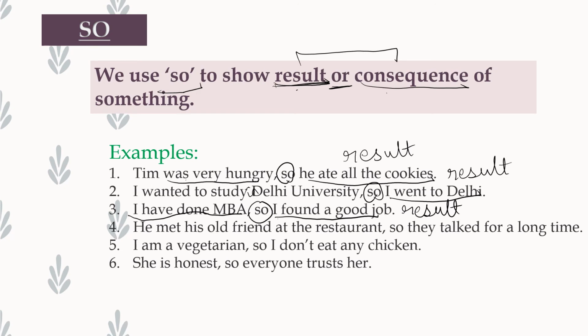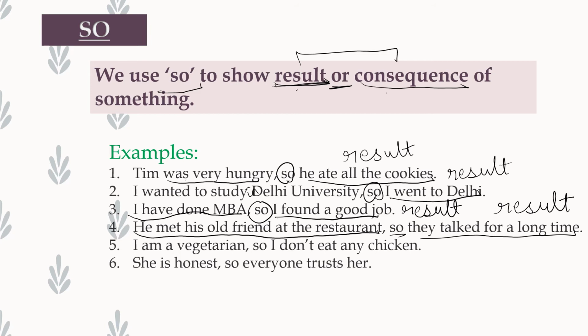He met his old friend at the restaurant, so they talked for a long time. So this is a simple sentence: met an old friend at the restaurant. उसके बाद result क्या निकला जब दोस्त से मिले, they talked for a long time. So this is the result that they talked for a long time after meeting his old friend at the restaurant.